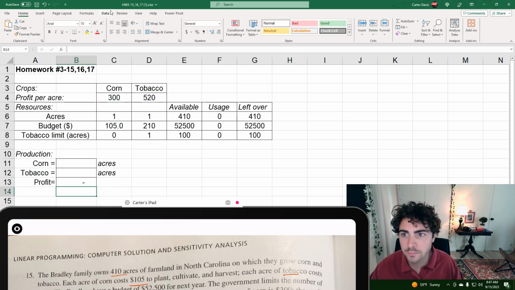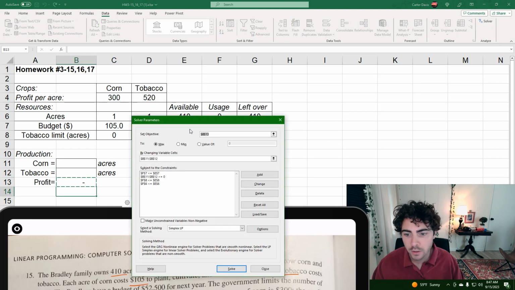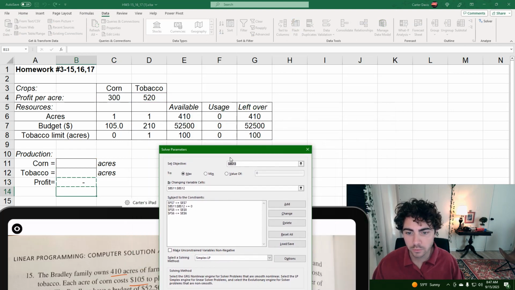So we go to data, we go to solver, and let's talk about this real briefly. The profit, B13, is what we're finding a max of. The changing variable cells are B11 and B12, so the corn and tobacco acres right here. And then we have all these other constraints here. Let's talk about them. So what do we got?